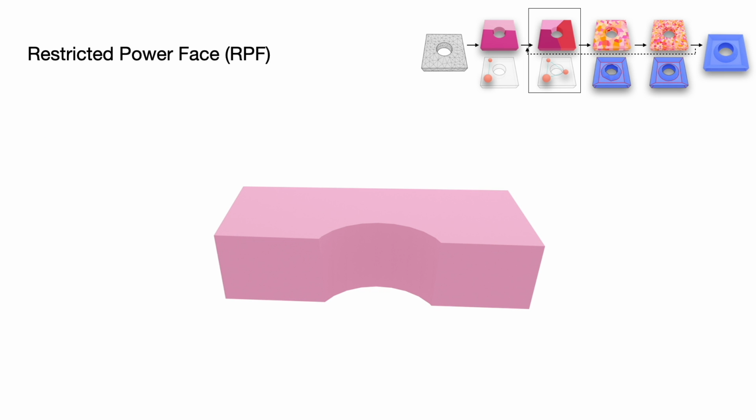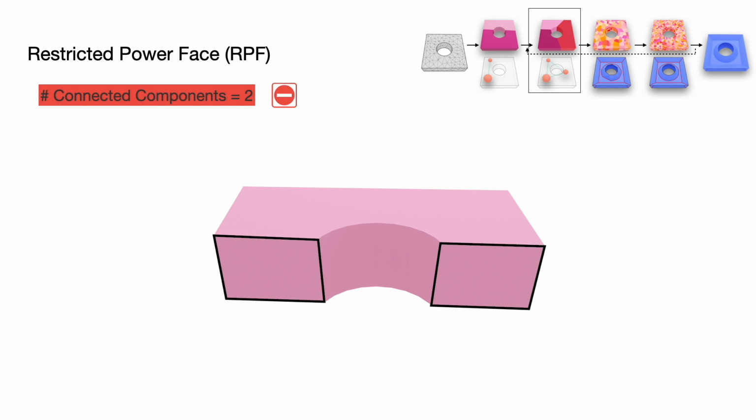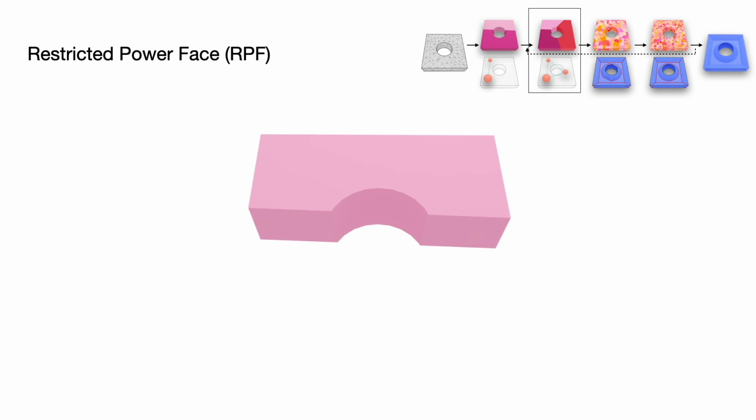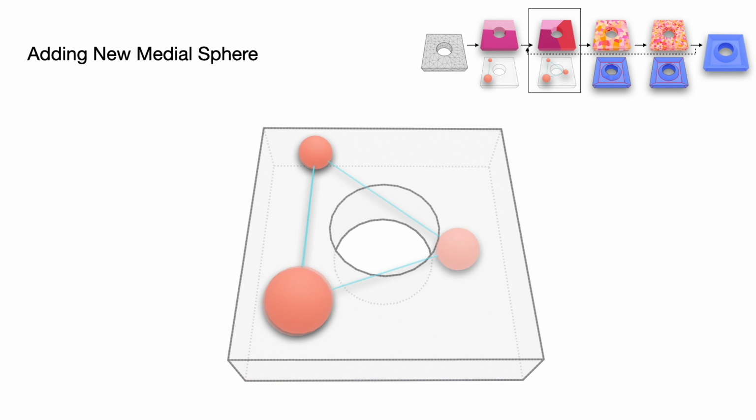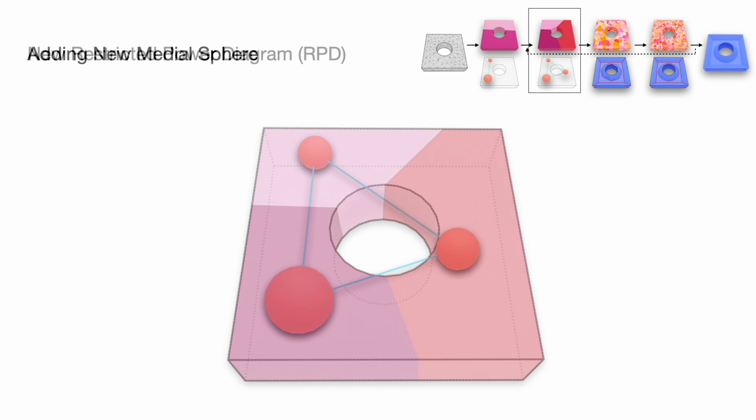However, when it comes to checking the restricted power face, RPF, we observe that there are 2 connected components. Therefore, the topology test is not passed for the RPF, regardless of the Euler characteristic. If the test fails, we apply a straightforward refinement by adding new medial spheres in the local region. After adding a third medial sphere in this example, we can see that the homotopy equivalence is preserved with respect to the input shape.